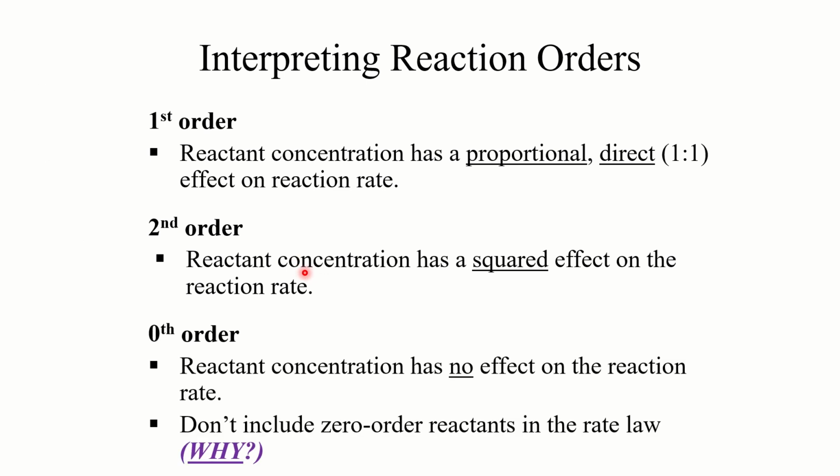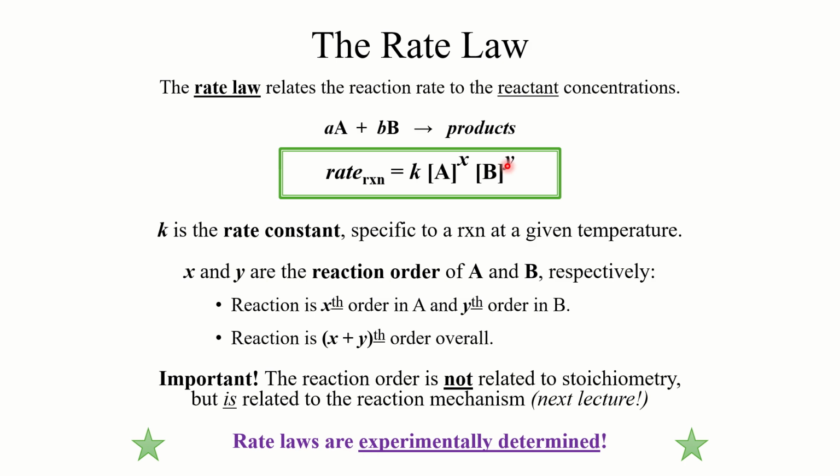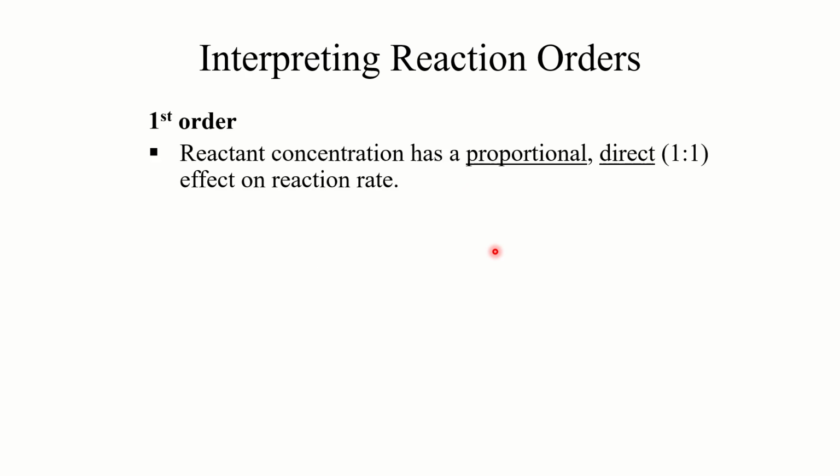And finally, zeroth order. In a zeroth order reactant, the reactant concentration has no effect on the reaction rate. You do not include zero order reactants in the rate law. Why is this? Think about it mathematically, and think about this rate law here. If I have something raised to the 0 power, anything raised to the 0 power is just 1, and so that reactant does not show up in the overall rate law.